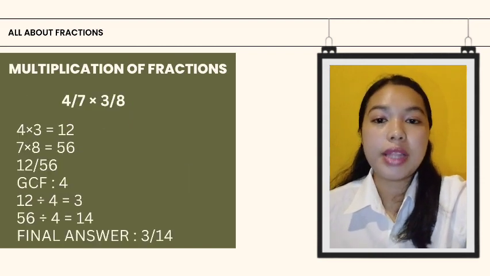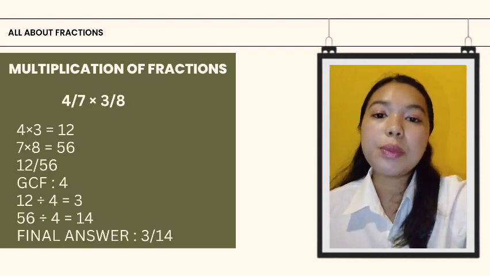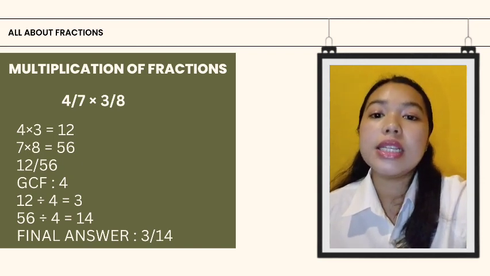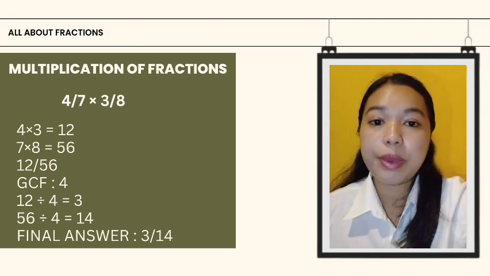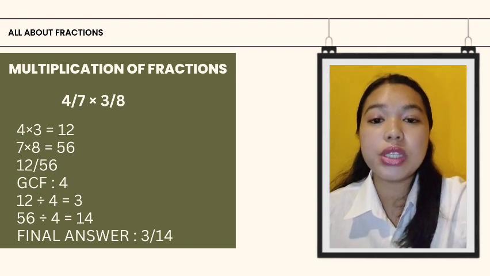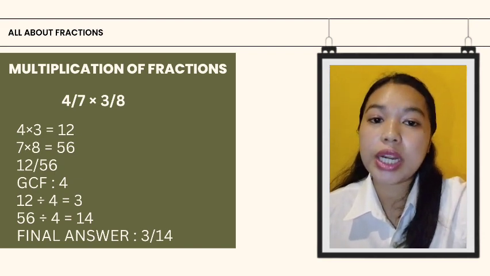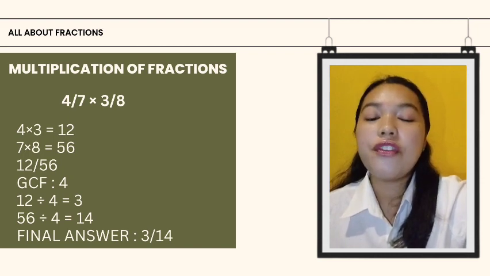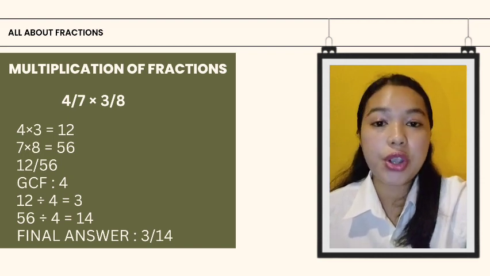Let's proceed to multiplying fractions. So to multiply fractions, we simply multiply the numerators together and the denominators together. And if possible, simplify the resulting fraction by finding a common factor between the numerator and denominator and dividing both by that factor. So for example, 4 over 7 times 3 over 8.